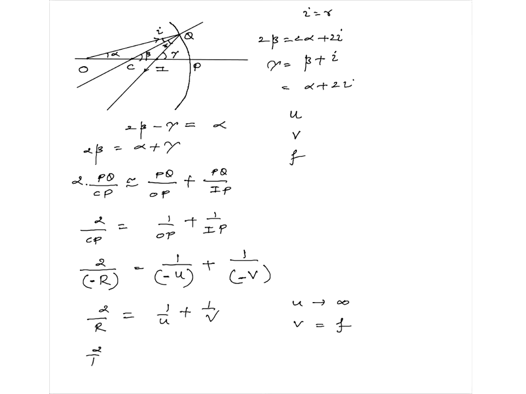So 2 by R equal to 1 upon infinity plus 1 upon F. That's the proof for F equal to R by 2. Any questions up to this point? Let me know.